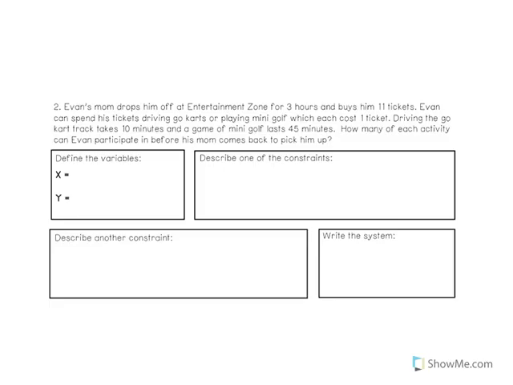So Evan's mom drops him off at Entertainment Zoo for 3 hours, and she buys him 11 tickets. So that's very important right there. Evan can spend his tickets driving go-karts or playing mini golf, which each cost 1 ticket. Driving the go-kart track takes 10 minutes, and the game of mini golf lasts 45 minutes. How many of each activity can Evan participate in before his mom comes back to pick him up?